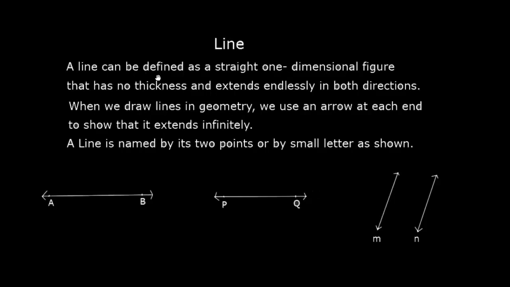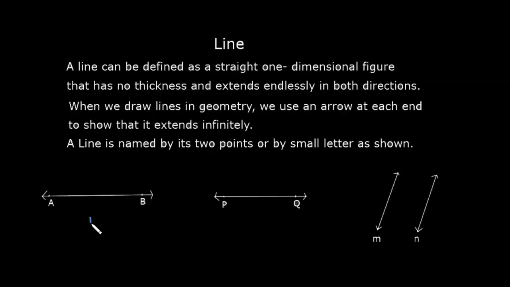Line. A line can be defined as a straight one-dimensional figure that has no thickness and extends endlessly in both directions. When we draw lines in geometry, we use an arrow at each end to show that it extends infinitely. Like here, we use arrows at each end to show that it extends infinitely from both the sides. A line is named by 2 points or by a small letter. We can name a line by taking any 2 points of the line, like here AB or PQ.